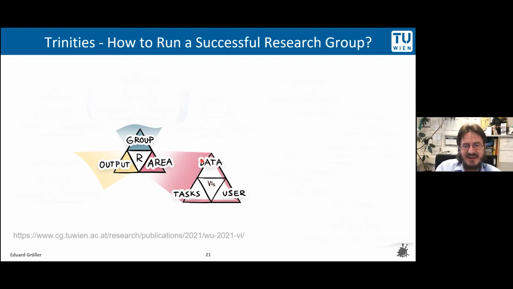Silvia Miksch has this triangle. You have data, and a user would like to do something with it, wants to get additional knowledge. So you have this triangular representation of your area.